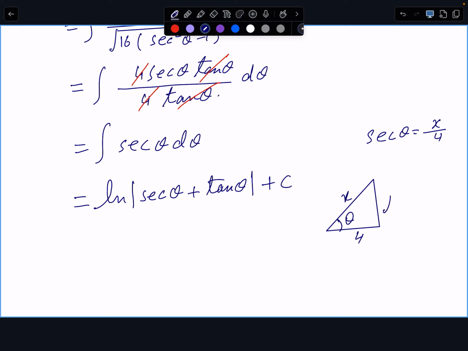So what is this one? A square root of x squared minus 4. And now what do we have? We have secant. What is secant in this case? Secant is the same as here, x over 4 plus tan. What is tan? Opposite over adjacent.